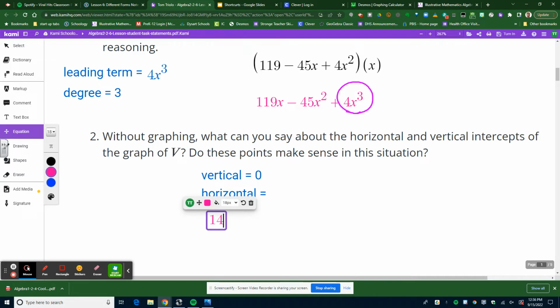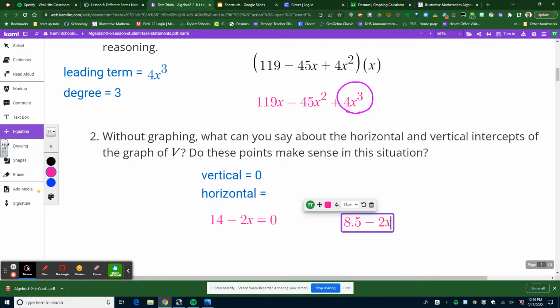So we have 14 minus 2x equals 0. I got 8.5 minus 2x equals 0. And the last one is the one that always messes with people because it's just too easy. What's my last factor? Just x. What's it equal to? So that's one of my zeros. That's one of my horizontal.